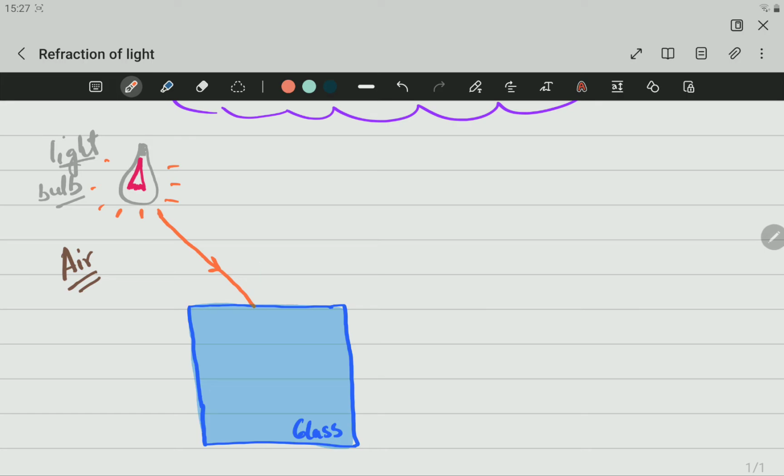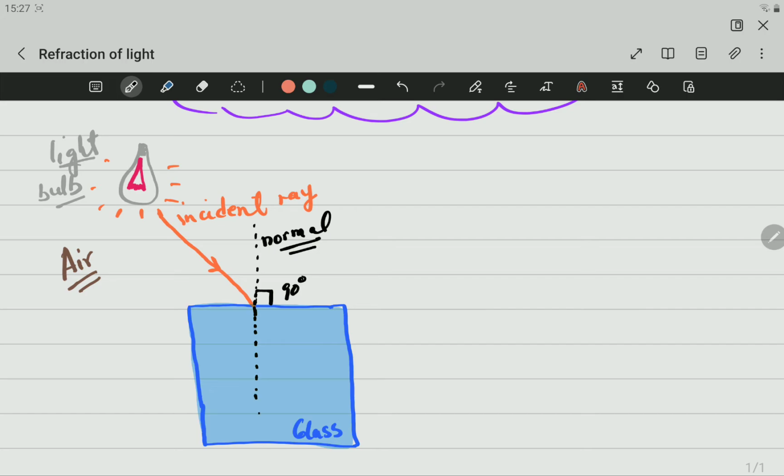Now remember, right on the surface there is going to be something called the normal, and this ray is called the incident ray. And then on the surface right here you will have what we call the normal, and remember, the normal must be perpendicular to the surface. This here must be 90 degrees. That is the normal.